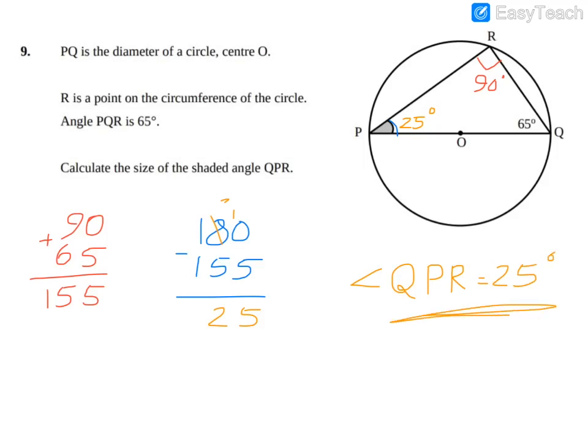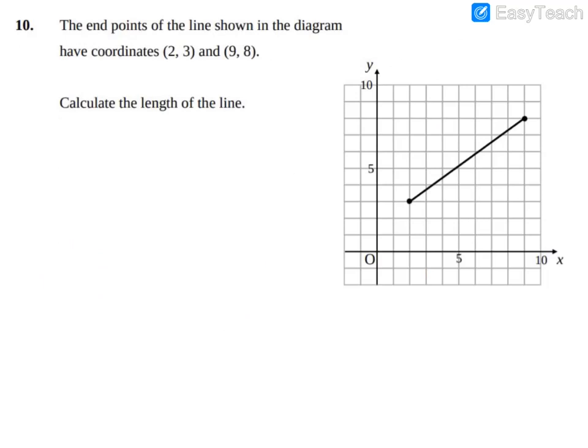We'll go on to question 10. The end points of the line shown in the diagram have coordinates (2, 3) and (9, 8). Calculate the length of the line. Now this is another Pythagoras question, but it doesn't look like our previous Pythagoras question. We're going to need to do a little bit of thinking to find our right-angled triangle, because we know that is a straight line and that is a straight line, and we can find the lengths of those straight lines. So this one here is 1, 2, 3, 4, 5.